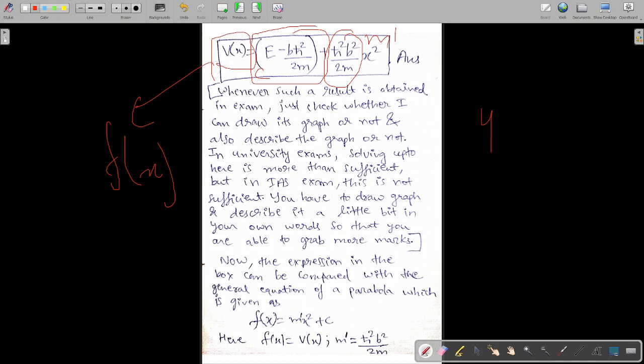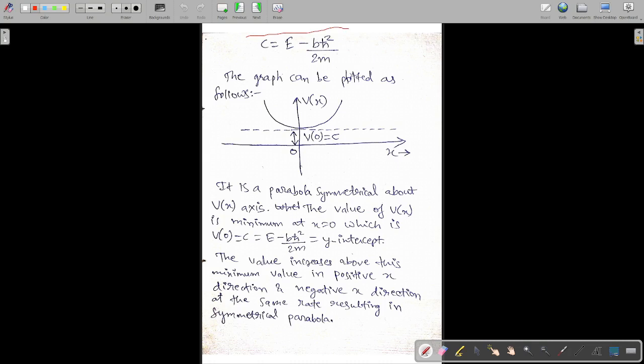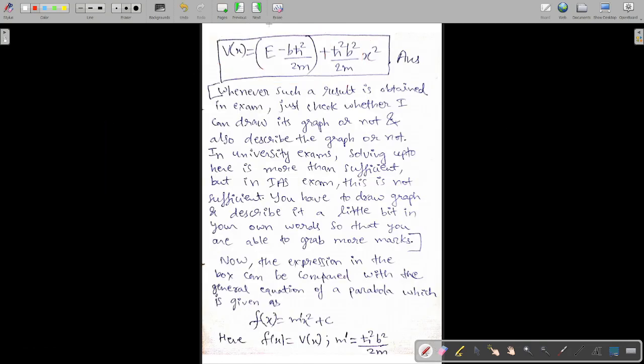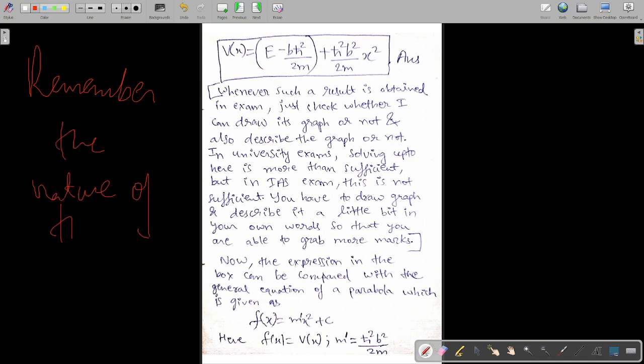So y equal to f of x equal to m dash x square plus c. This is the equation of a parabola you might have learnt in your lower classes. So from here I can write like this, and after that the value of c has come out to be this much. So the graph can be plotted as follows. You have to understand that you need to remember the nature of the function.